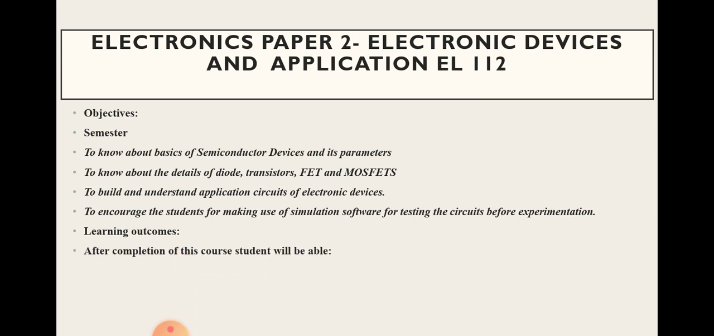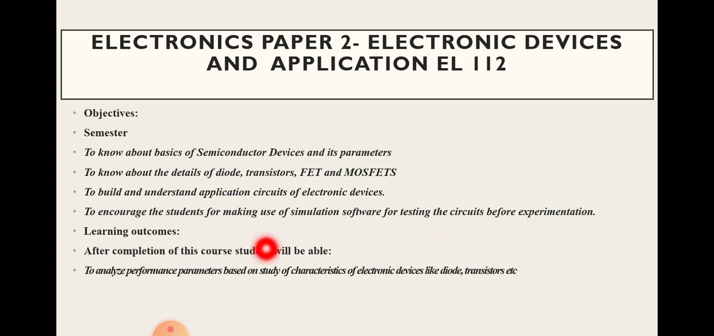So after completion of this course, what will you be able to do? That is what learning outcomes. So first learning outcome is to analyze the performance parameter based on study of characteristics of electronic devices like diode and transistor. So what is meant by this? So after studying this paper, you are able to analyze the behavior of semiconductor devices like diode and transistor. Second learning outcome is to choose proper electronic device as per the need of application. So after completing this course, you are able to choose the device according to the application.